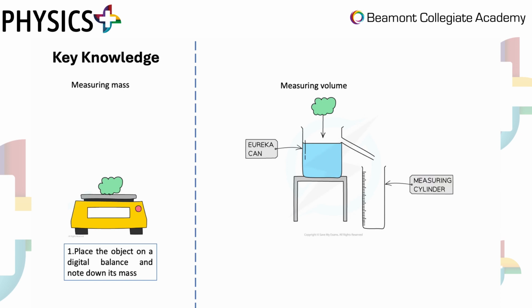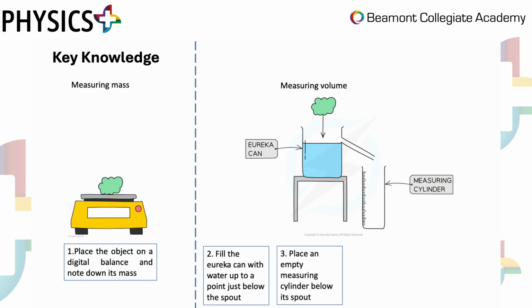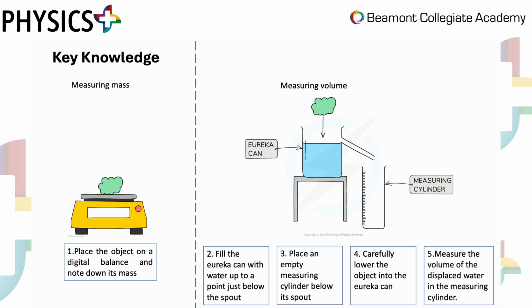Set up here are the Eureka can and a measuring cylinder. Fill the Eureka can with water up to a point just below the spout. Then place an empty measuring cylinder below its spout. Carefully lower the object into the Eureka can. And finally, measure the volume of the displaced water in the measuring cylinder.